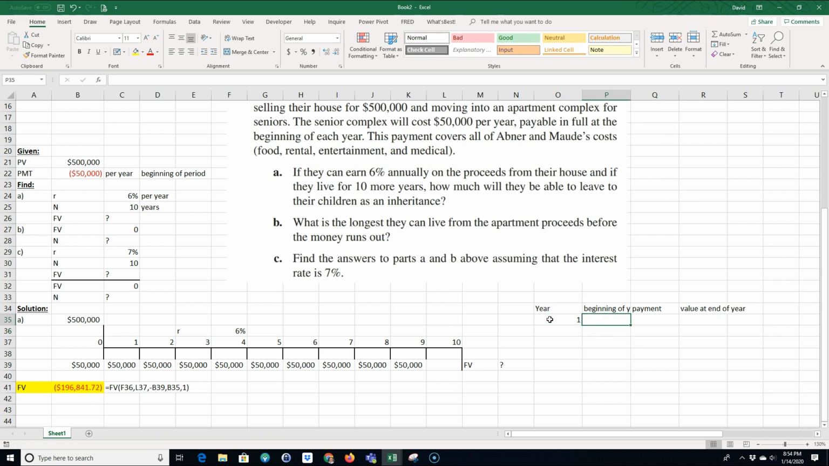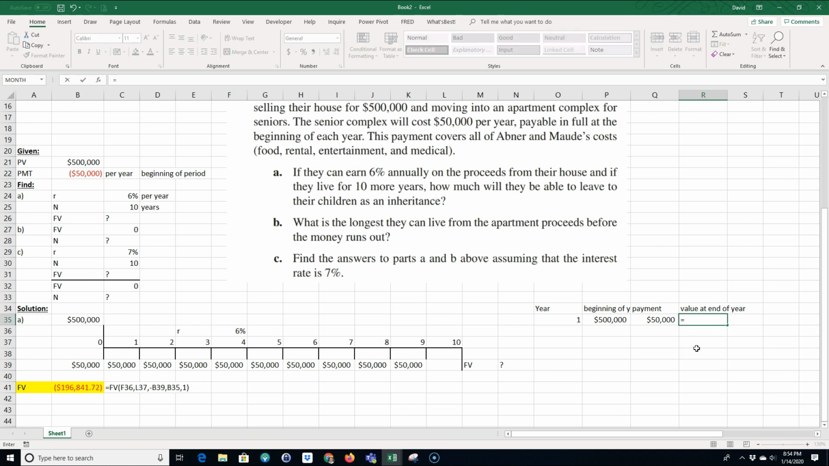And at the beginning of the year, I'm going to go equals, well, I have $500,000 out to start with. And my payment is going to be equal to this. So I'm going to go ahead and F4 it, so that way it's always going to point, the payment's always $50,000. And what's the value at the end of the year?